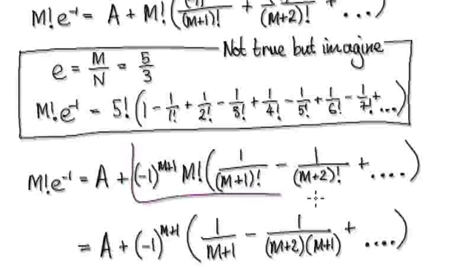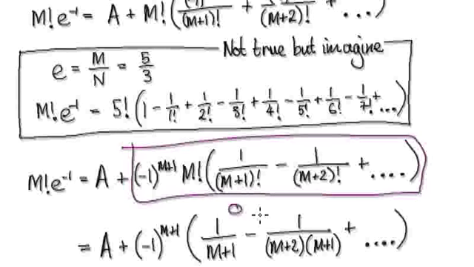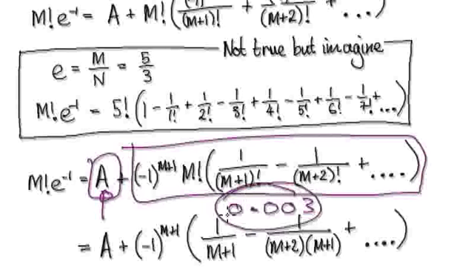If the remainder is 0.003, then if this thing here is a whole number, and then you add a weird number, then this thing here cannot be a whole number.